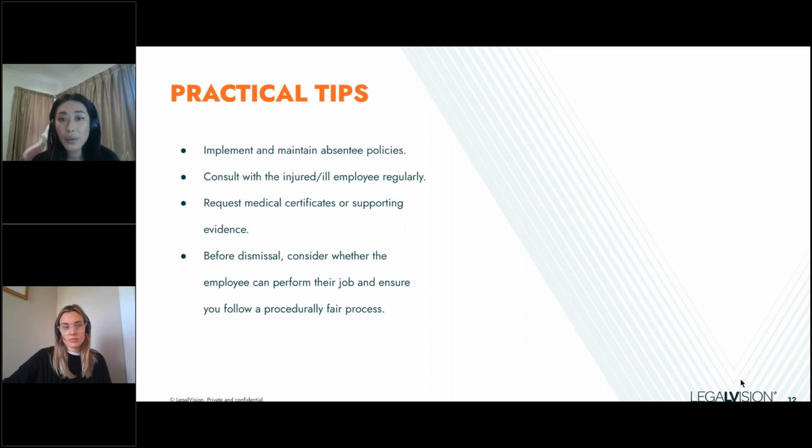As discussed earlier, we also recommend requesting the provision of medical certificates or other evidence supporting an employee's absence due to illness or injury. Where medical certificates do not provide sufficient information or where the absence is no longer temporary, it may also be appropriate for you to seek an independent medical assessment structured to address your employee's ability to perform the inherent requirements of their role. Finally, before taking steps to dismiss your employee, you should determine whether your employee can perform the inherent requirements of their role with or without reasonable adjustments, and also follow a procedurally fair process in relation to the dismissal.